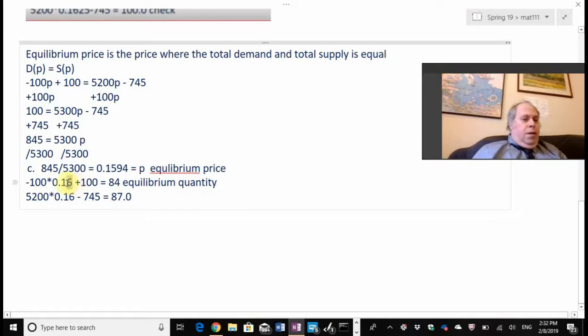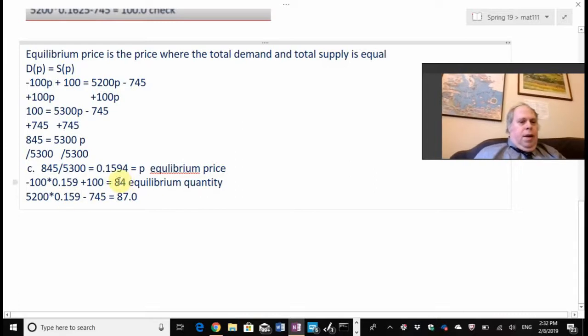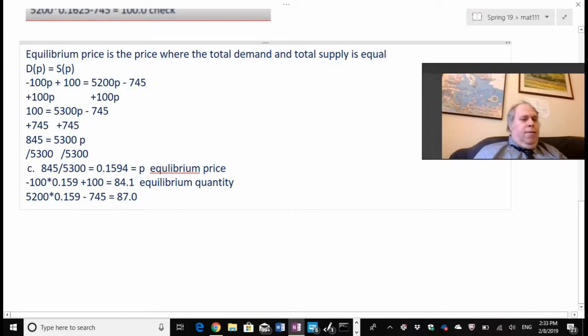So let's add another digit, 1.59. Now what's going to happen here is I'm going to get 84 instead of 85. And what's going to happen here, this is going to give me 81, 82. So it's getting closer, instead of 83 and 87, it's significantly closer. Now, if I add another digit, you see, it'll get even closer.